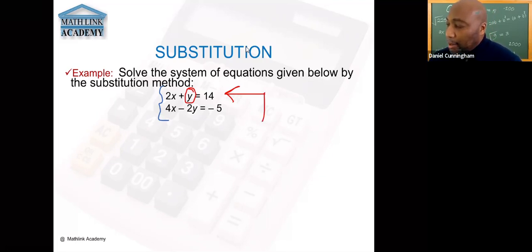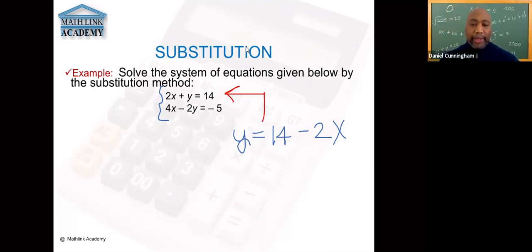Now to solve for y, I will end up with y is equal to 14 and then move the 2x on the other side, minus 2x. So that's step one, rewrite one of the equations. So I decided to rewrite the top one. You can solve for y or you can solve for x. It doesn't matter. Now this one you just rewrote, you're going to plug it into the other equation. That's your second step.